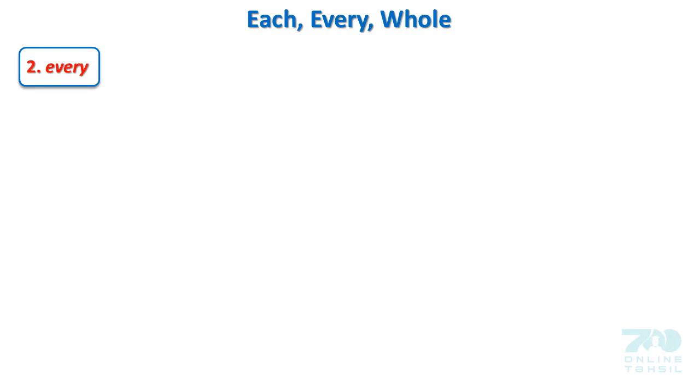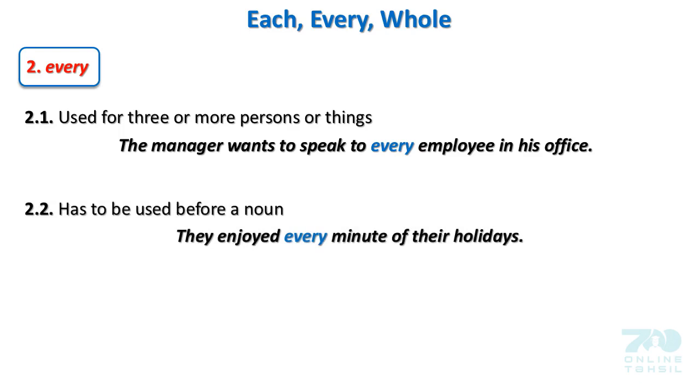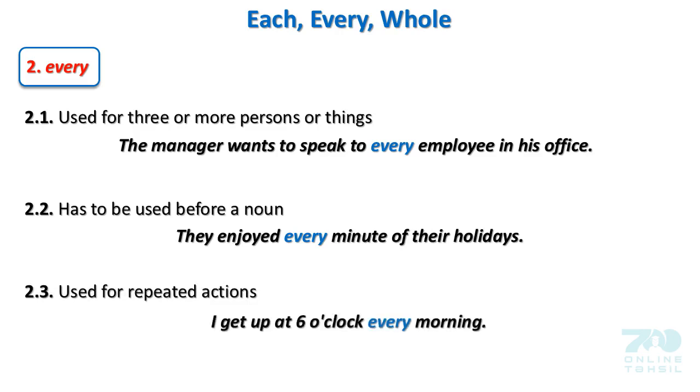2. Every. 2.1 used for 3 or more persons or things. The manager wants to speak to every employee in his office. 2.2 has to be used before a noun. They enjoyed every minute of their holidays. 2.3 used for repeated action. I get up at 6 o'clock every morning.